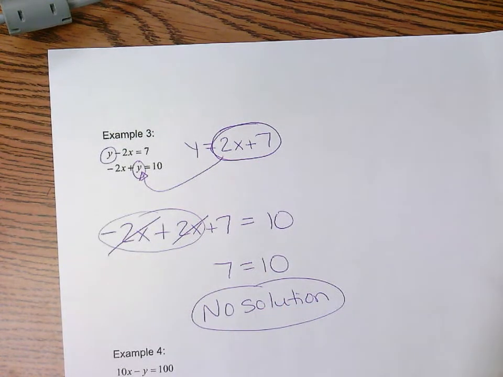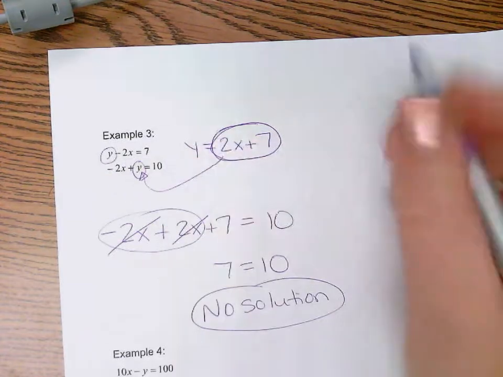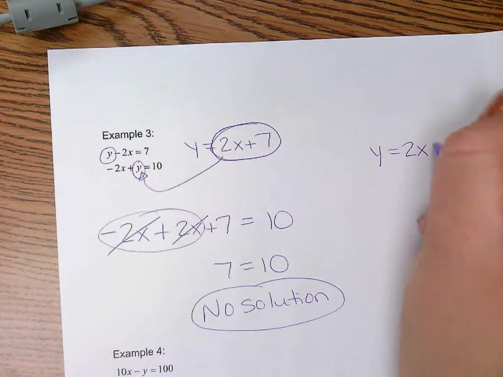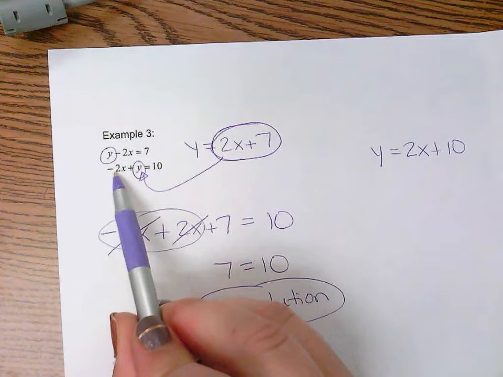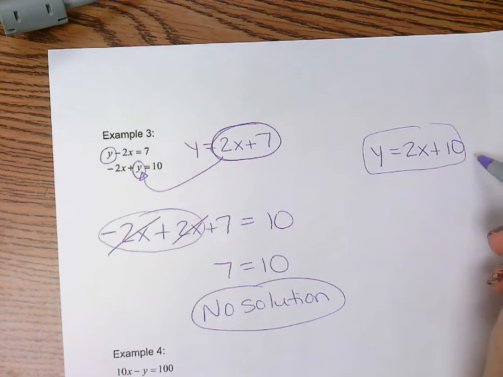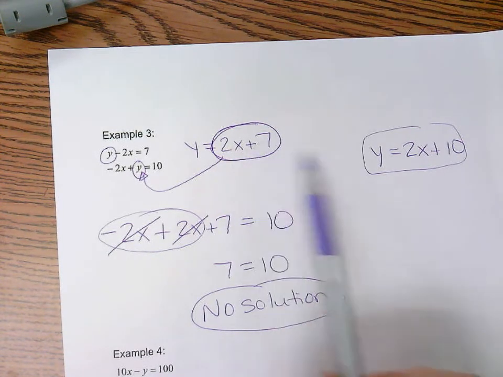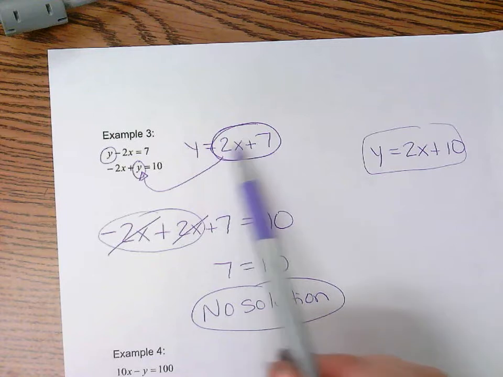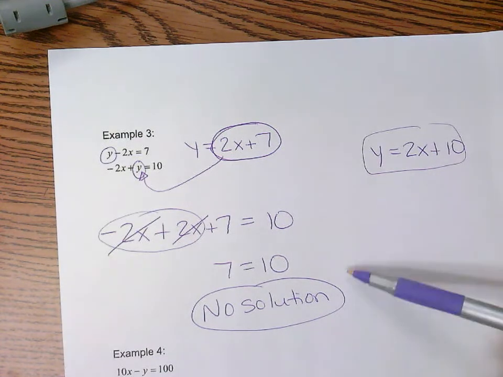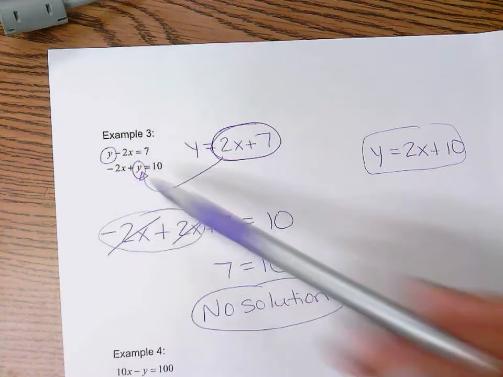So what situation gave us no solution? It was parallel lines. And if I had actually put the second equation into slope-intercept form by adding 2x to the other side, wouldn't I get y equals 2x plus 10? And I already had y equals 2x plus 7. So I had parallel lines with different y-intercepts. So I can never get an x value, y value that lie on both lines.